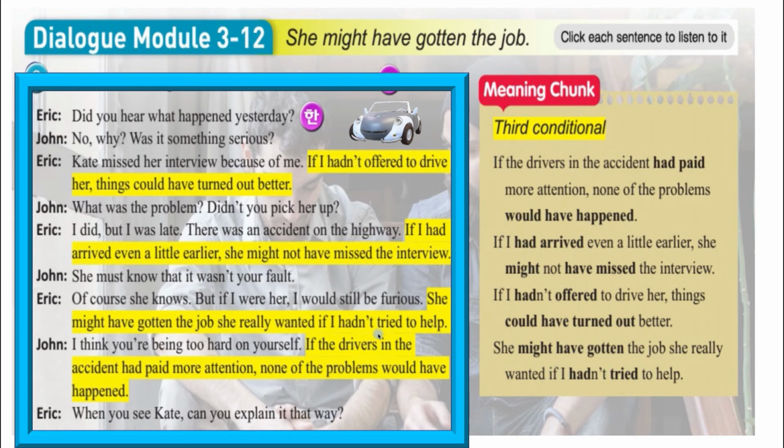Right, with the if, which are marked in yellow. So Yongi, if you read John, I'll read Eric.